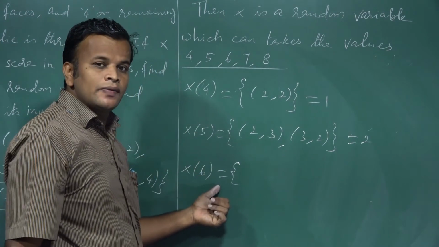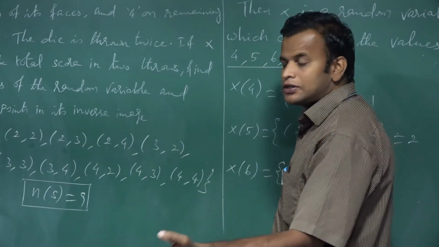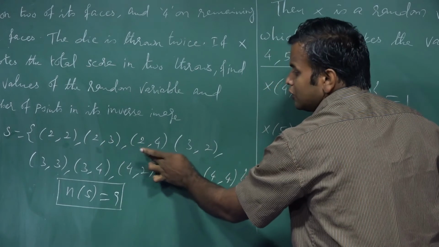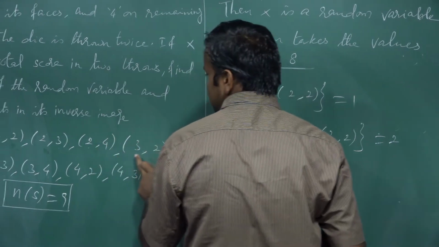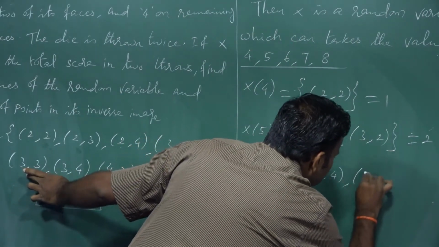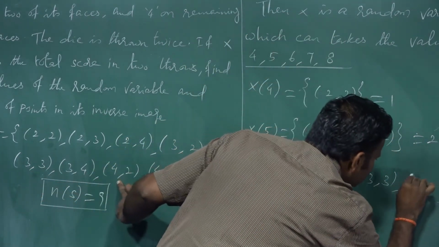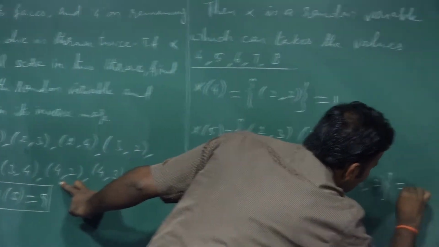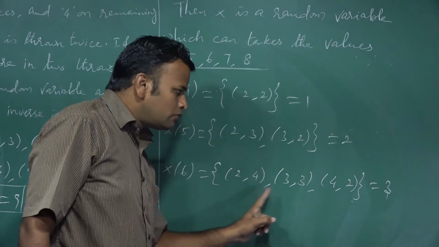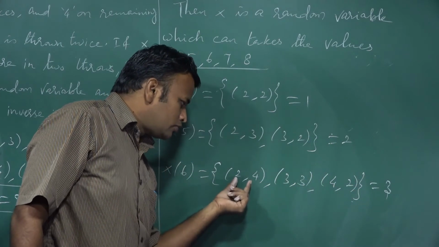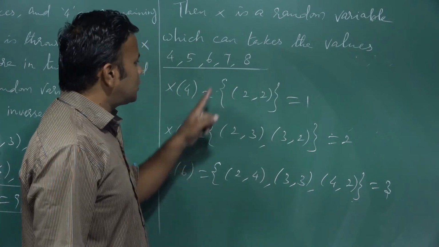X of 6. X of 6 means the total value is 6. Now we check the sample space. The total value is 6. This value is possible: 2 comma 4. Next, this value is possible: 3 comma 3. Another one, 4 comma 2. So that means we add these 2, we get 6. 2 plus 4 is 6. 4 plus 2 is 6. So 6 is over.